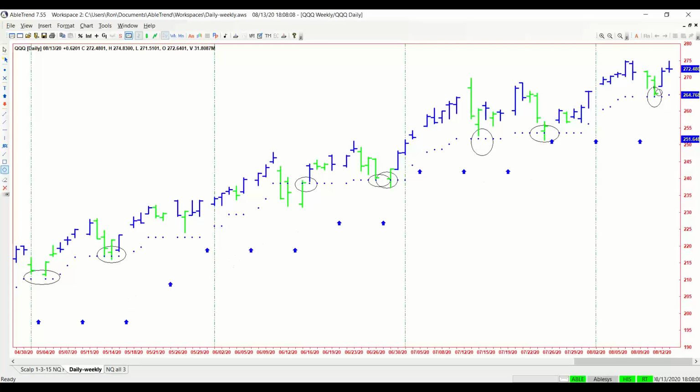And since then, it's popped up $8 since I spoke about it on Tuesday. So really good one there. Hope people took advantage of that.